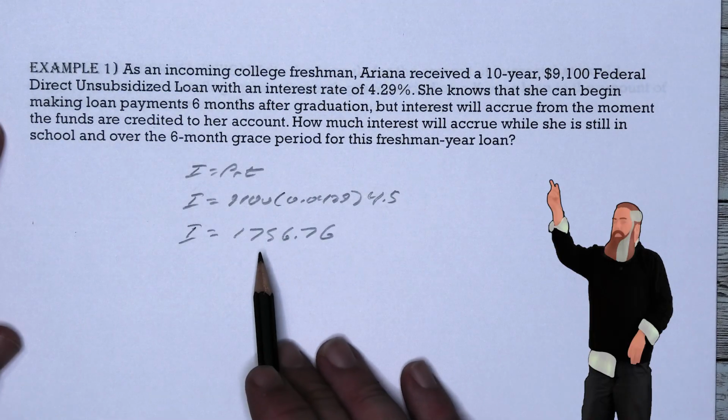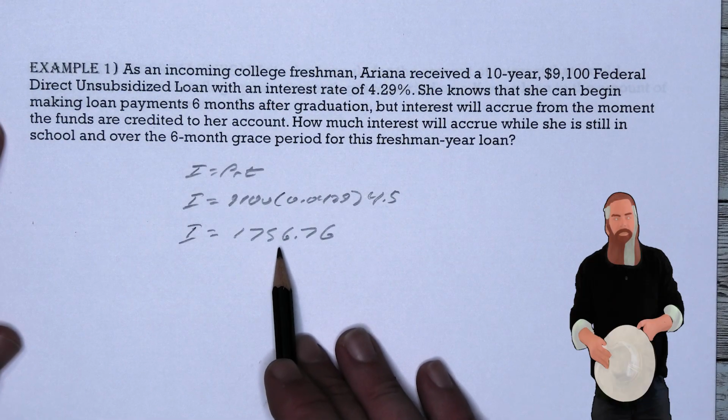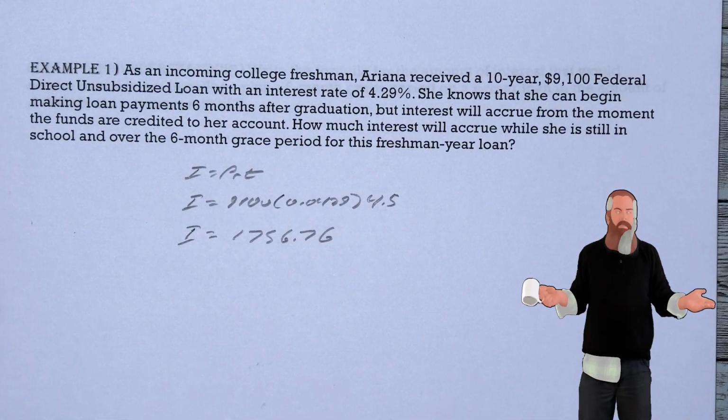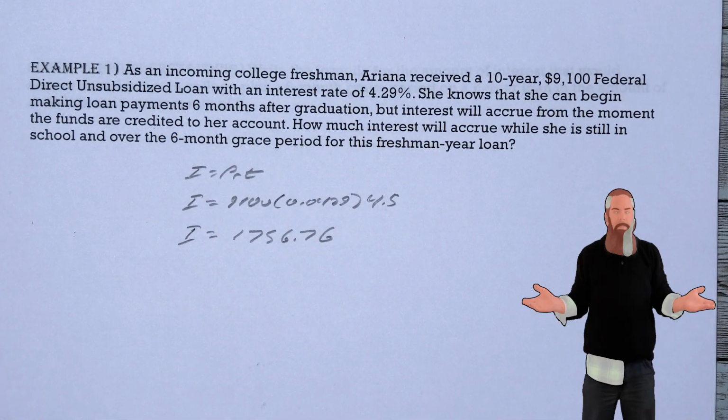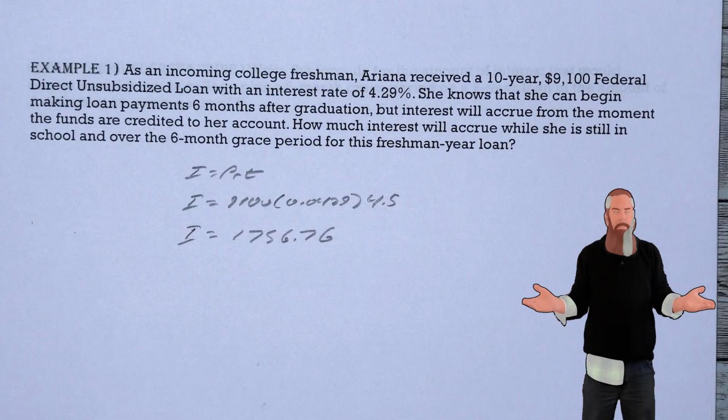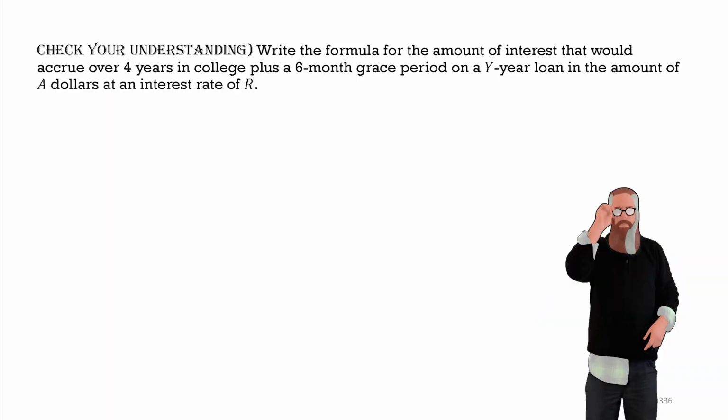This means the interest she's going to pay is $1,756.76. Her new principal at the end of 4.5 years is the sum of the loan amount, the $9,100, and the interest, $1,756.76. Let's check our understanding.